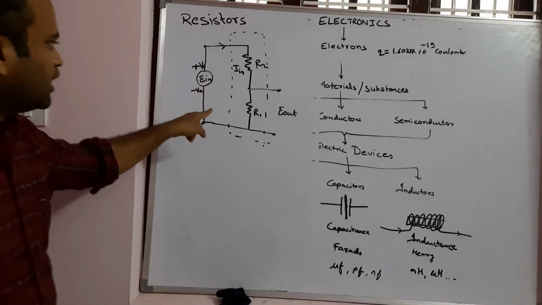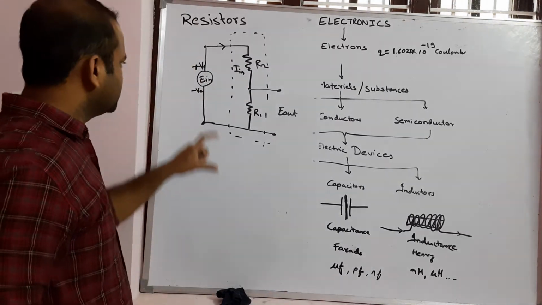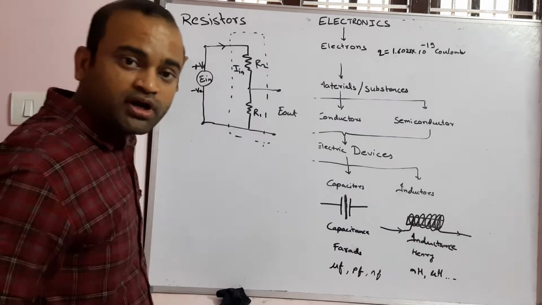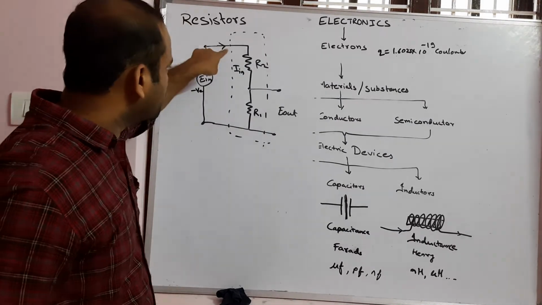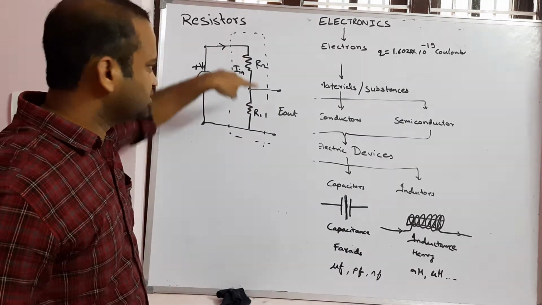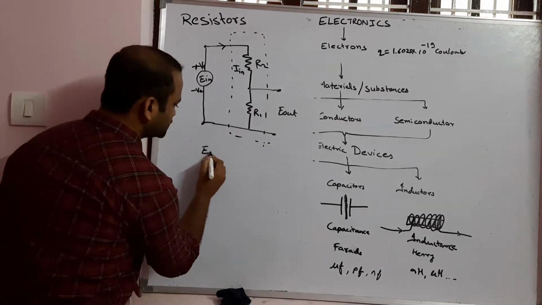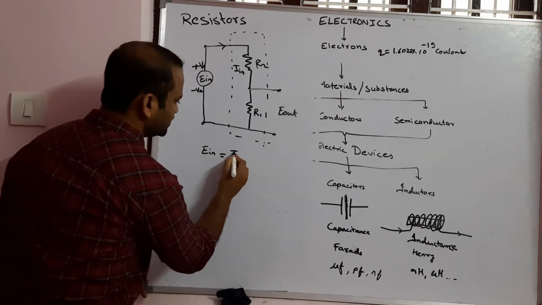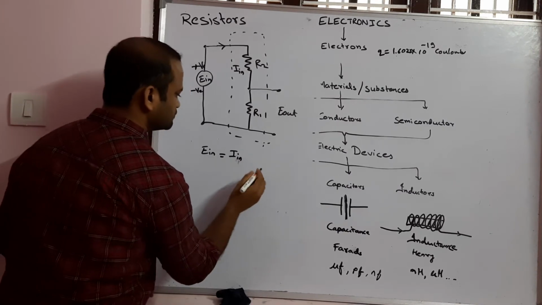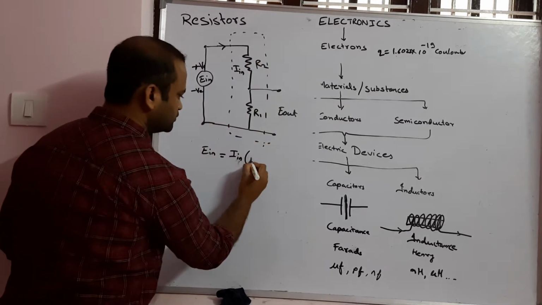Okay. Now, according to Ohm's law, the input voltage is equal to the product of the total input current into the sum of the resistance. Hence, we can write that as E in is equal to input current into the sum of the resistance, that is R1 plus R2.